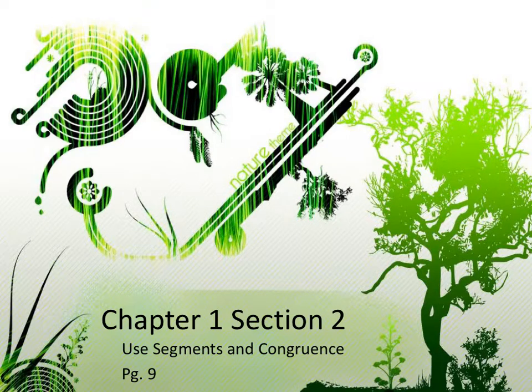Chapter 1, Section 2 is using segments and congruence. Now, whether you remember it or not, you learned congruence in elementary school. How do I know? Because number one, I used to teach elementary school. Number two, my son is in elementary school, so I see it on his side too. So this may be a term you remember, or maybe not.